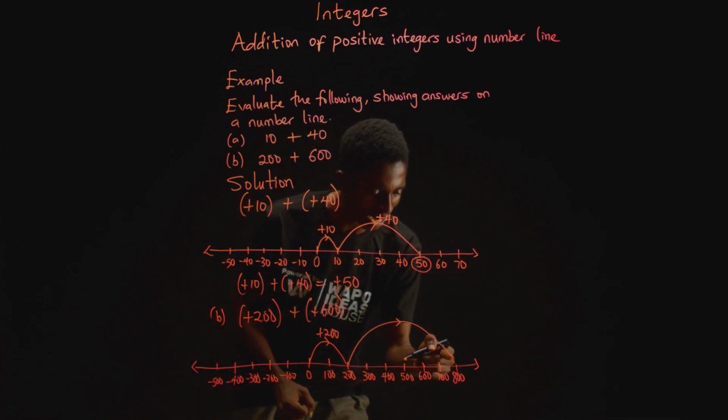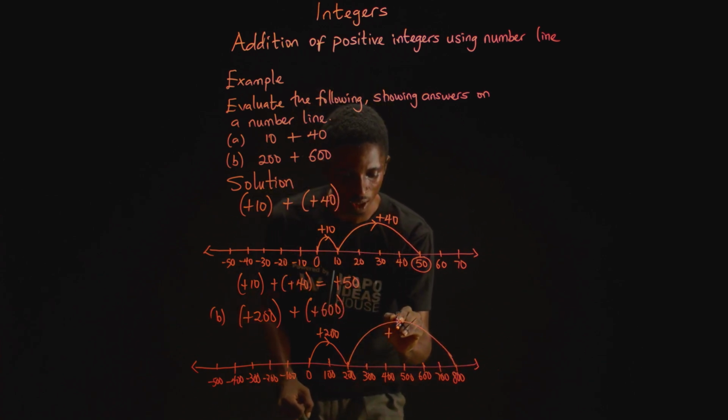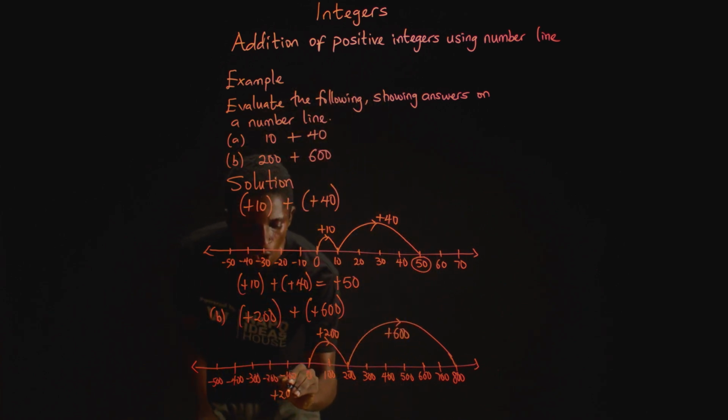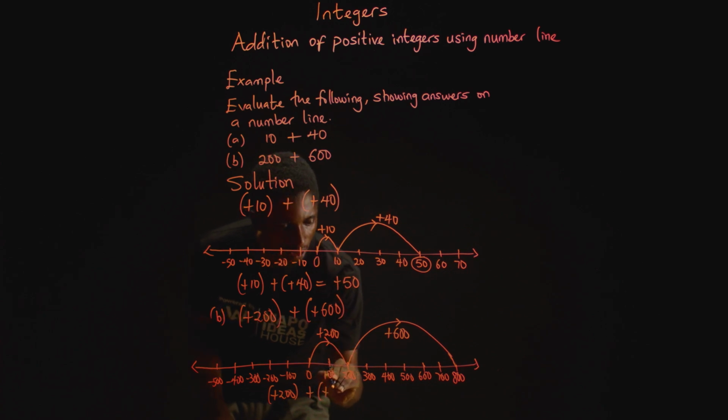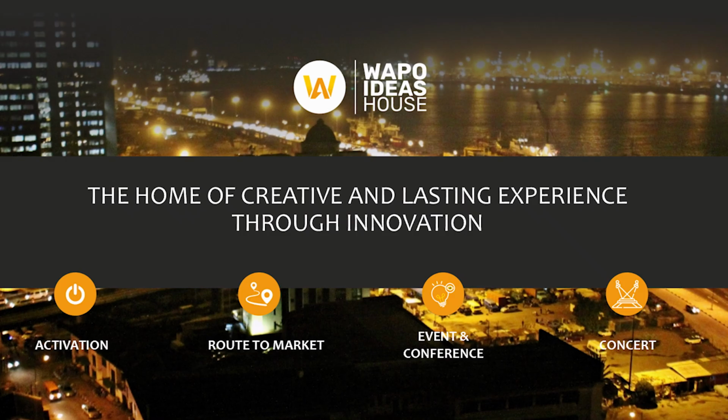Always show the direction. Good. This indicates plus 600. That is, plus 200 plus 600 gives us plus 800. Thanks.